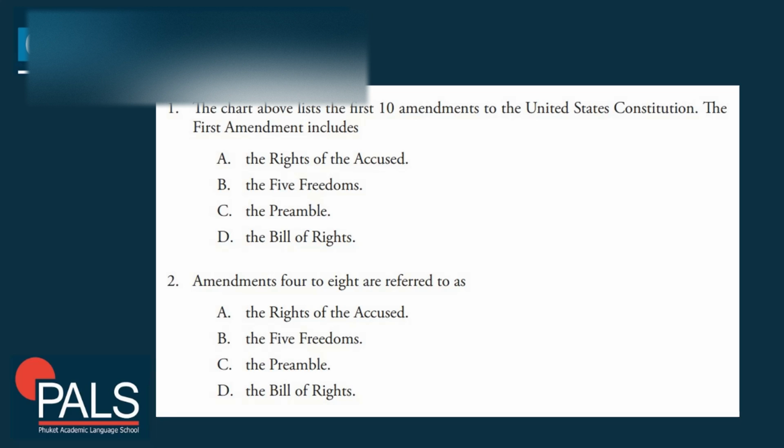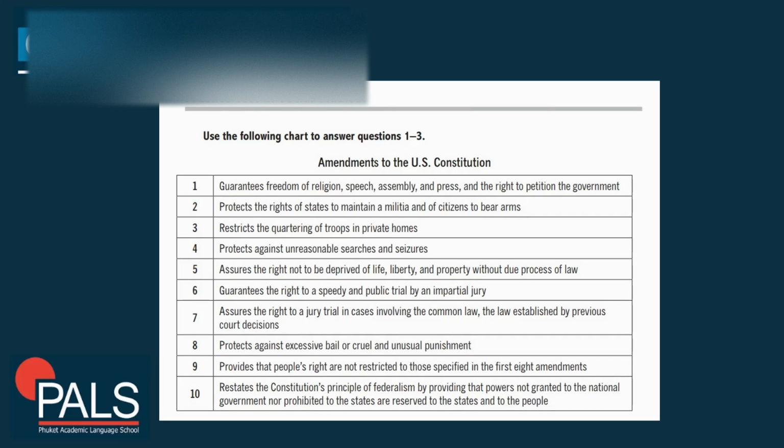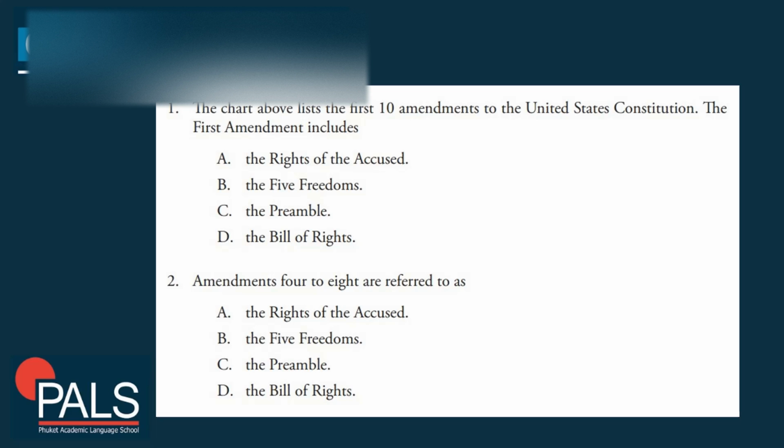Number 2 states, amendments 4 to 8 are referred to as, we have the same options for answers. If you look at the amendments 4 to 8, you can see that they protect against unreasonable search and seizures, the right not to be deprived of our fundamental freedoms without due process of law, the right to a speedy and public trial, and the right to a trial by jury. And the final one protects us from excessive bail or cruel and unusual punishment. Those would be the rights of the accused. A.